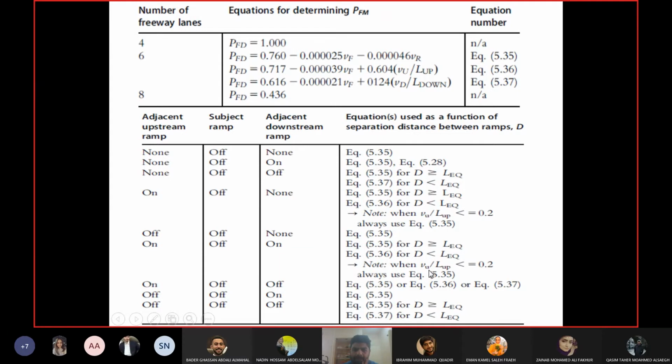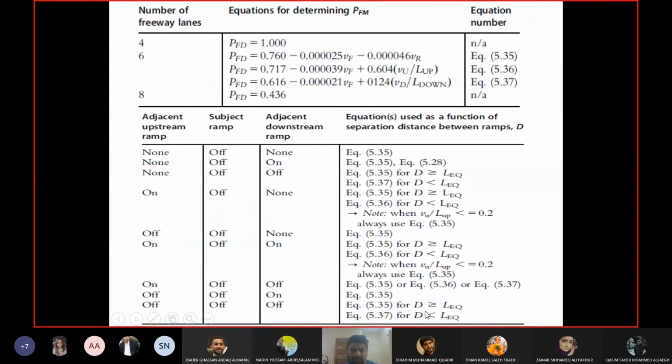Same thing here, same condition here. Whenever you have an upstream ramp, check if the flow rate on the upstream ramp and the distance to the upstream ramp is less than or equal to 0.2, then LEQ is not required for that condition. And so on and so forth.